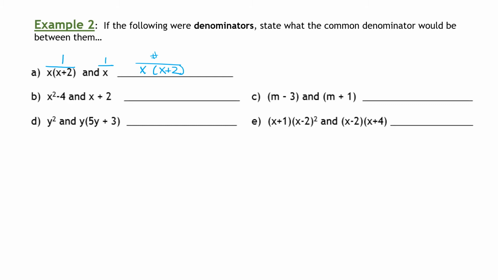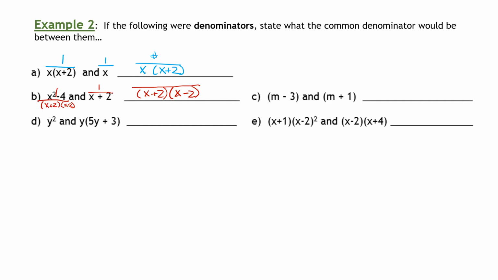Okay, b, we need to factor this first one into x plus 2, x minus 2. So again, these are denominators. Imagine this is 1 over that, and this is 1 over that. What would the common denominator be? Well, they both have an x plus 2 binomial, so for sure we're taking that. Are we missing anything else? Yeah, we're missing the x minus 2. So that's the common denominator. If we were finishing the question, that would be your common denominator.